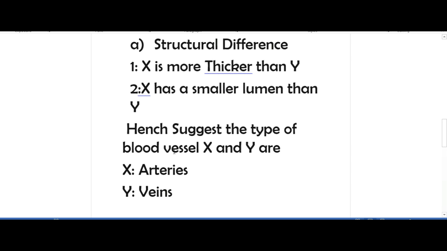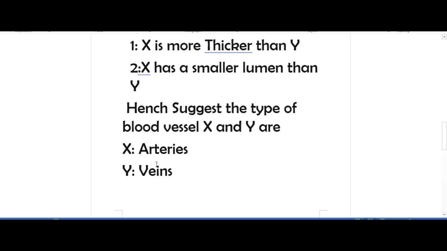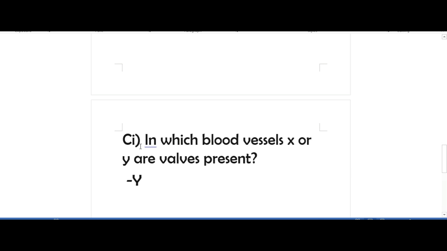Now the next question asks to suggest the type of blood vessel X and Y are. It says right here the artery and vein. X is the artery, Y is the vein. Question C: in which blood vessel, X or Y, are valves present? It's the vein. There's a valve in the vein because there is no high pressure. It's a really low pressure in the vein for the flowing of blood.